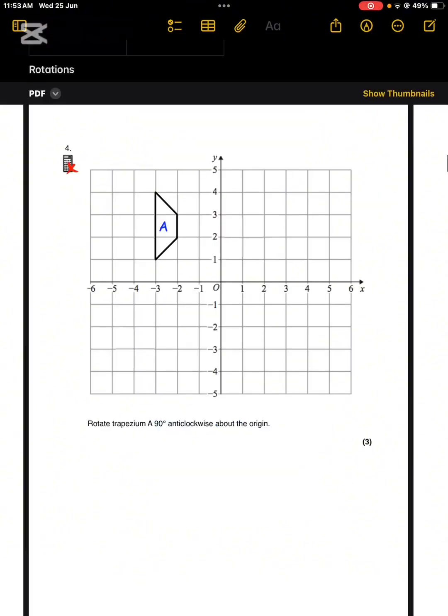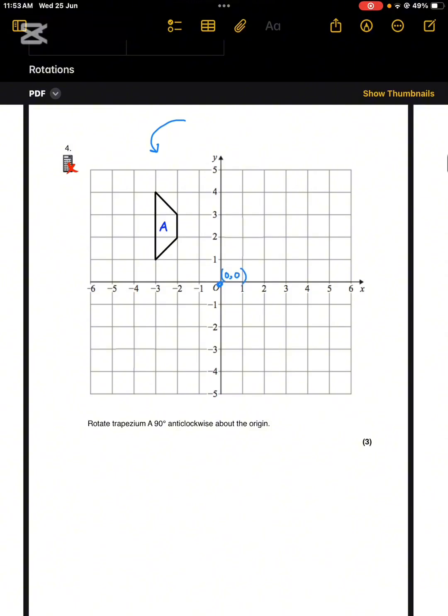The same thing is in question number 4, which says to rotate the trapezium 90 degrees anti-clockwise about the origin. Now the anti-clockwise is the direction in which the needle of the clock never rotates, I mean the opposite direction of the needle. Understood? So we have to do the same practice. Now they have mentioned the origin, so obviously this is the origin where the x-axis and y-axis are both 0, 0.